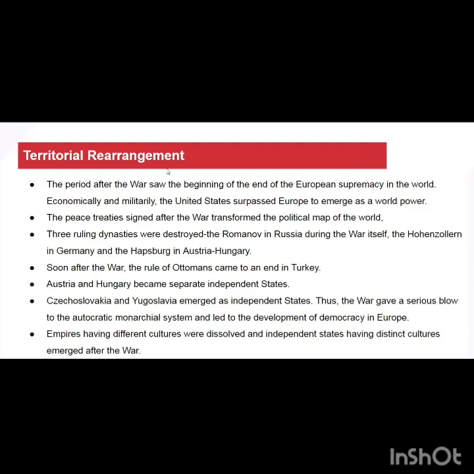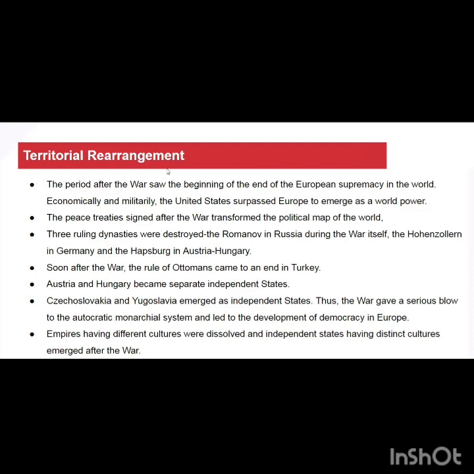So even after World War One, the rule of monarchy came to an end, and Austria and Hungary separated as countries, and these two countries became democratic. So this was an aftermath of World War One, that important dynasties, the monarchical form of government, came to an end, and we see the birth of democracy.